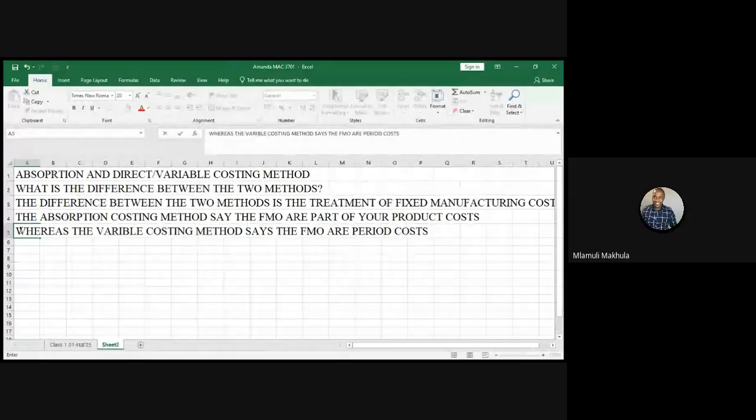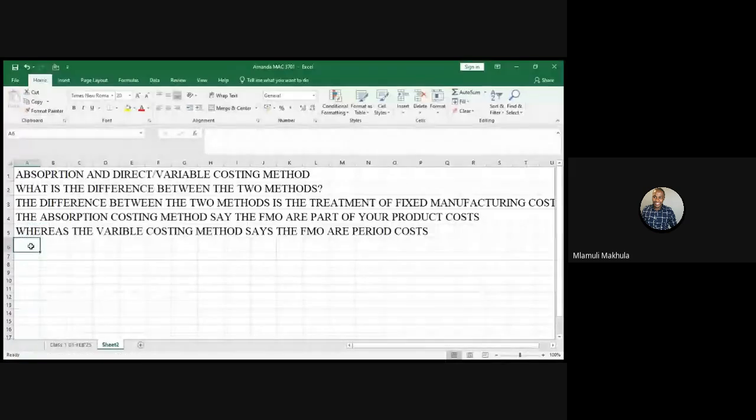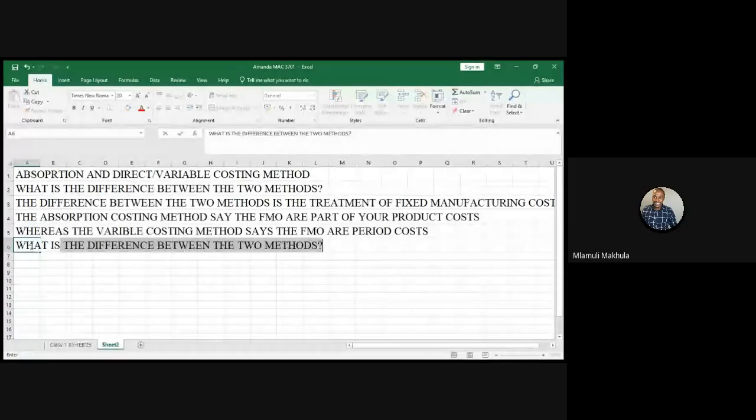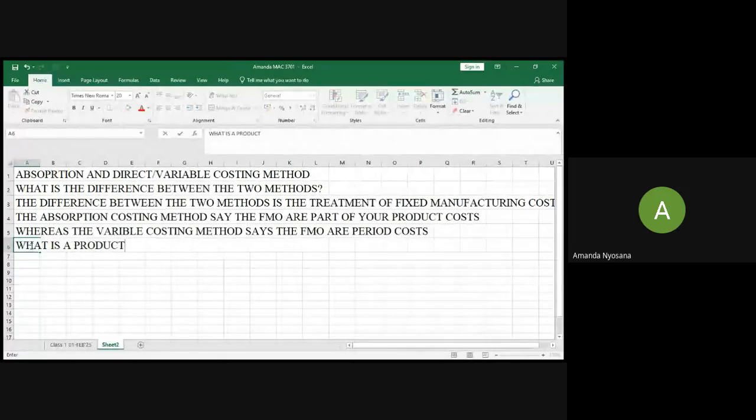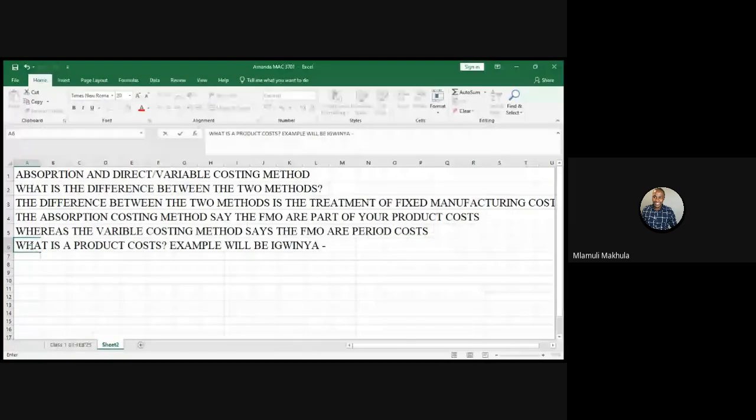Are you with me? So now, let's answer this question: what is a product cost? An example will be igwinya, my friend. When you are looking at igwinya, Amanda, what ingredients go into it?